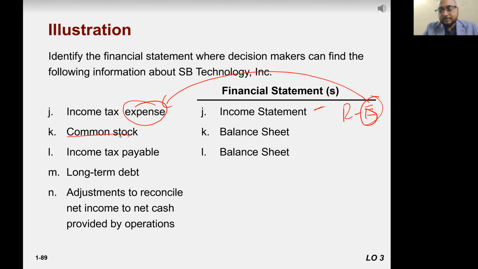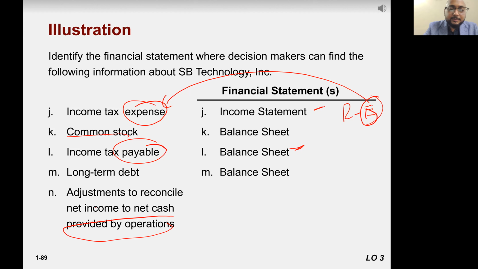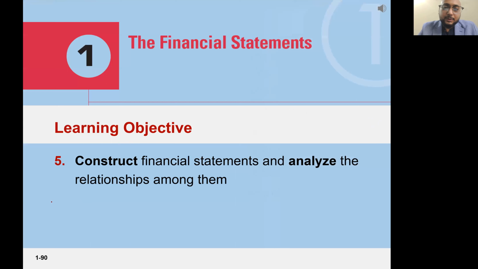Oh, sorry. Income tax payable. Payable means liability in the balance sheet. Long-term debt: balance sheet. Venetia, I'm not hearing your voice. Well done. The last one, adjustments to reconcile net income to net cash provided by operations. Which one? Cash flow statement. Well done. So that's all.